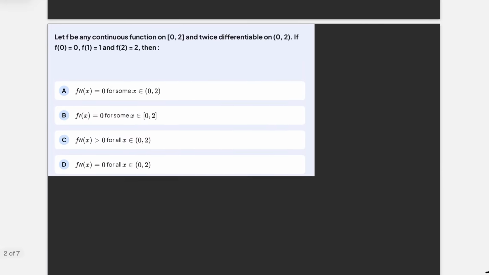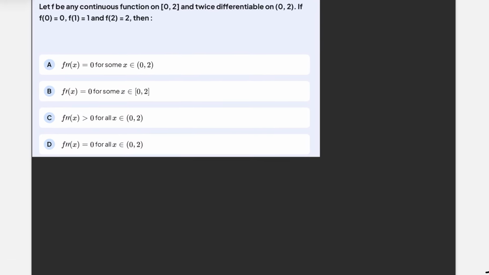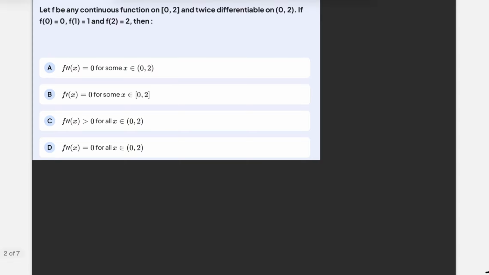Next question. The next question is given on the screen. f is any continuous function on [0, 2] and twice differentiable on (0, 2). If f of 0 is 0, f of 1 is 1 and f of 2 is 2, then what? We need to choose the option.